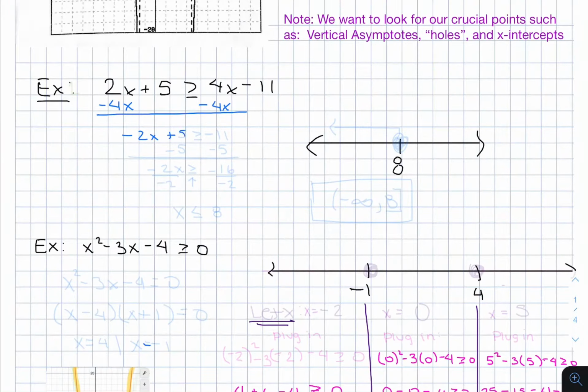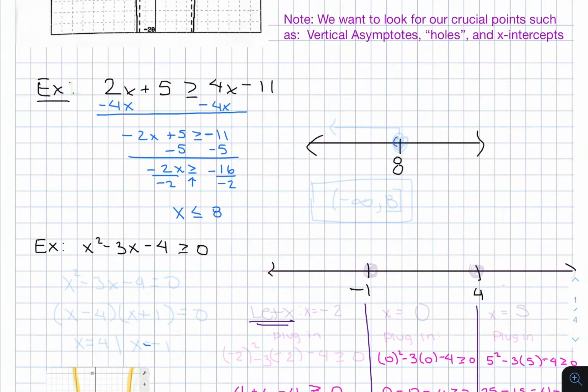-2x plus 5 is greater than or equal to -11. So we have to subtract 5 from both sides, and we get -2x is greater than or equal to -16. By dividing both sides by -2, we know that when we divide by a negative number, the sign of the inequality flips. So this is going to be x is less than or equal to 8.